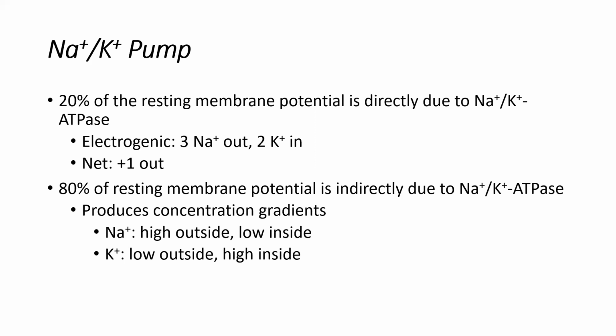Same thing is true for potassium. Because we're pumping potassium into the cell, we now have a lower potassium concentration outside the cell, a higher potassium concentration inside the cell. And so now potassium has a gradient where it can leak from the inside of the cell to the outside of the cell according to its concentration gradient. So 20% of the membrane potential is directly owed to the pump, just pumping more positive charge out. 80% of this resting membrane potential is an indirect result because of the gradients that are being created by the pumping of these ions, sodium out and potassium in.